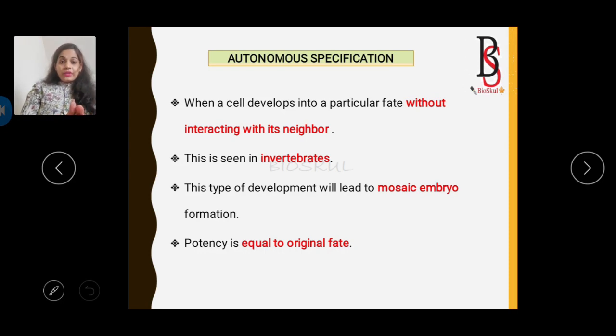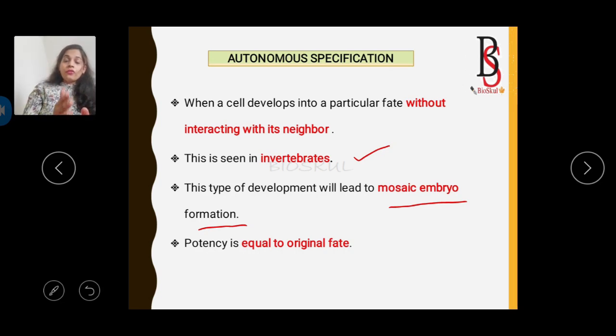Now, the autonomous specification. Auto means self. So here the cell develops into a particular fate without interacting with its neighbor. The cell fate is determined by its own cytoplasmic determinant. This type of specification is seen in invertebrates, and autonomous specification leads to mosaic embryo formation. In mosaic embryo development, the cell fate is determined by its cytoplasmic determinant and does not depend on the position of the embryo or its neighboring cells.